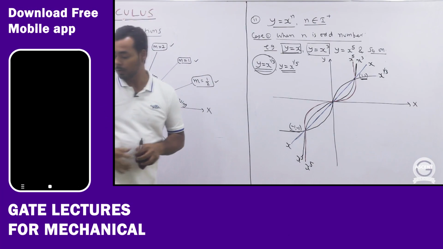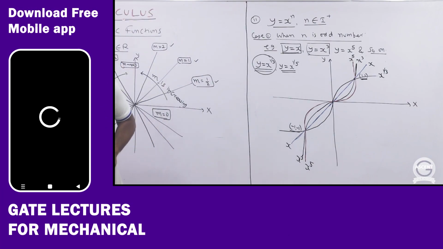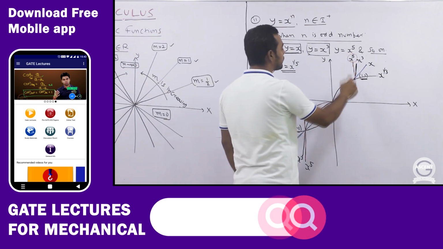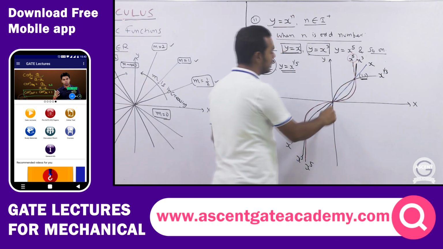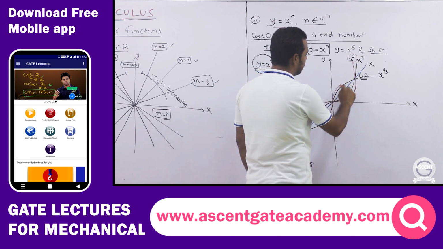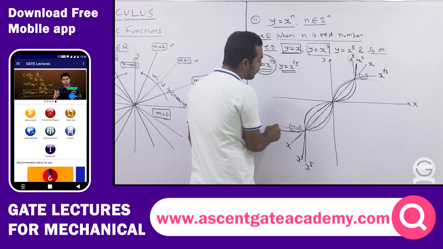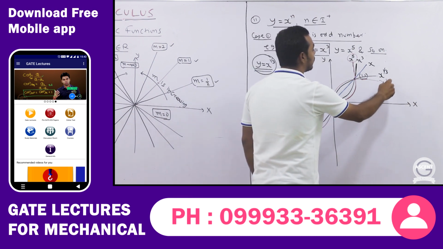Similarly, suppose you want to draw the graph of x to the power 1 by 5, then now you need to take the image of this graph in the line y equals x. So now you will get a graph something like this. Okay, this will be your graph of y equals x to the power 1 by 5.